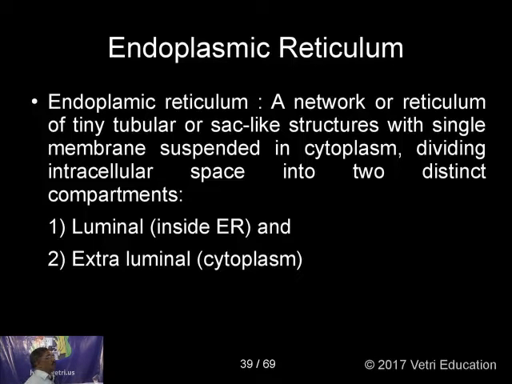So the name itself indicates a reticulum, a network found in the center: endoplasmic reticulum, a network of tiny tubular or sac-like structures with a single membrane suspended in the cytoplasm, dividing intracellular space into two distinct compartments, that is luminal, inside the endoplasmic reticulum, and extraluminal, outside the endoplasmic reticulum, that is the cytoplasm.